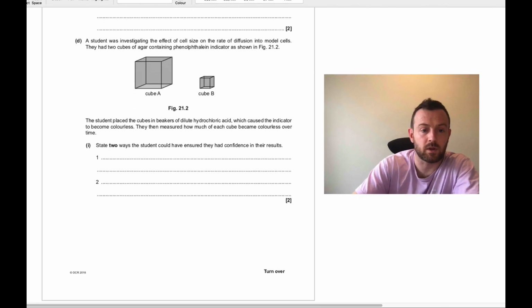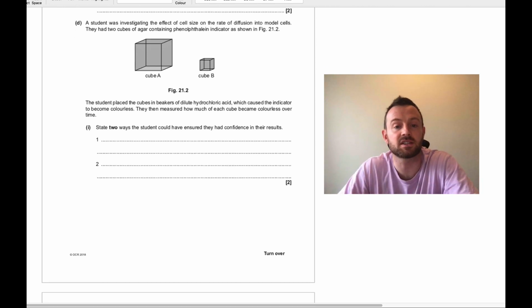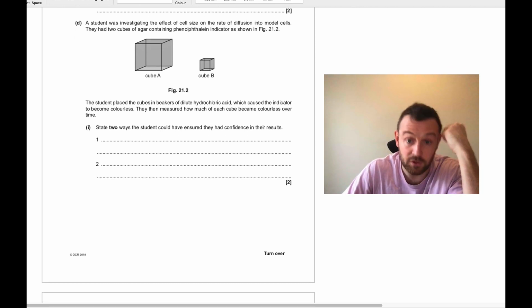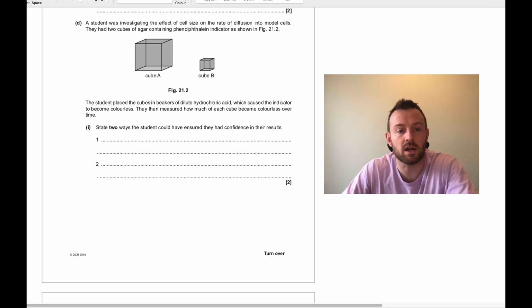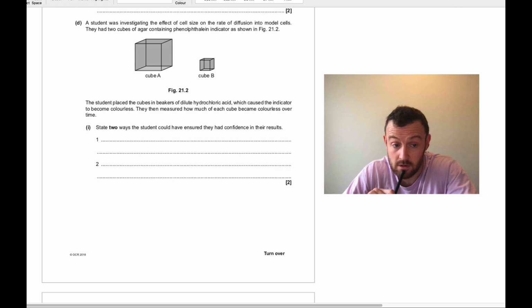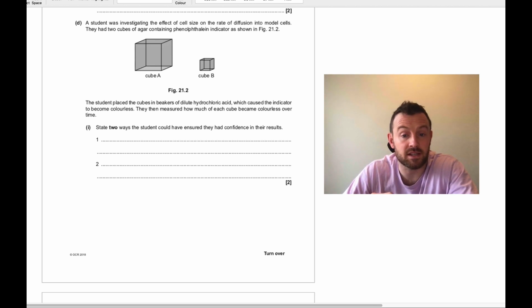A student was investigating the effect of cell size on the rate of diffusion into model cells. They had 2 cubes of agar containing phenolphthalein indicator. The student placed the cubes in dilute acid, which caused the indicator to become colourless. They measured how much each cube became colourless over time. Suggest 2 ways they could have ensured they had confidence in results.